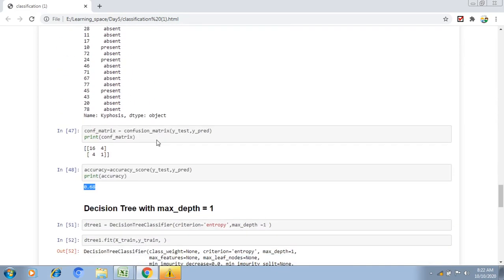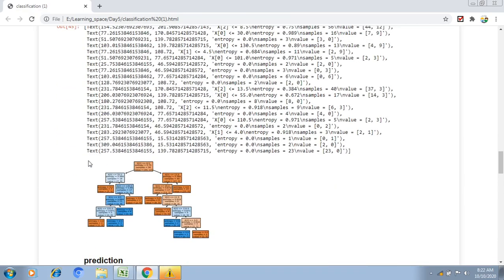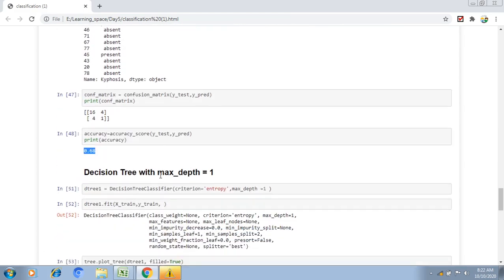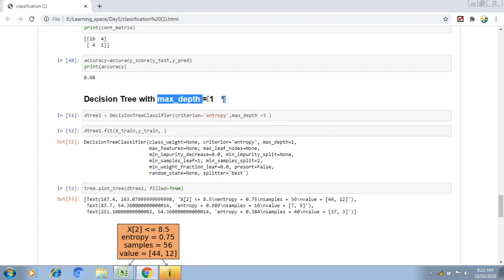Similarly, I want to reduce our max depth and calculate the accuracy, then we'll see how much accuracy we can improve. For example, this is a very complex tree. It should not be too complex, and it should not be minimal either, as I mentioned in the introduction. Always we need to choose the medium. For example, I am selecting max depth as 1.